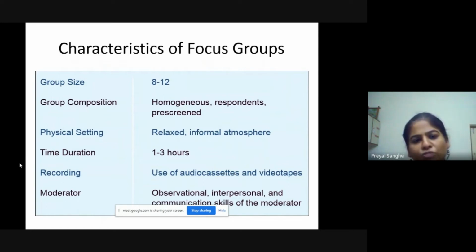If we talk about the physical setting, then it should be very relaxed and very informal. When we have a relaxed, informal environment, people prefer to participate. If we have a formal kind of environment, people are not ready to participate. People will not open up. So whenever we conduct a focus group, our environment should be very relaxed and very informal.